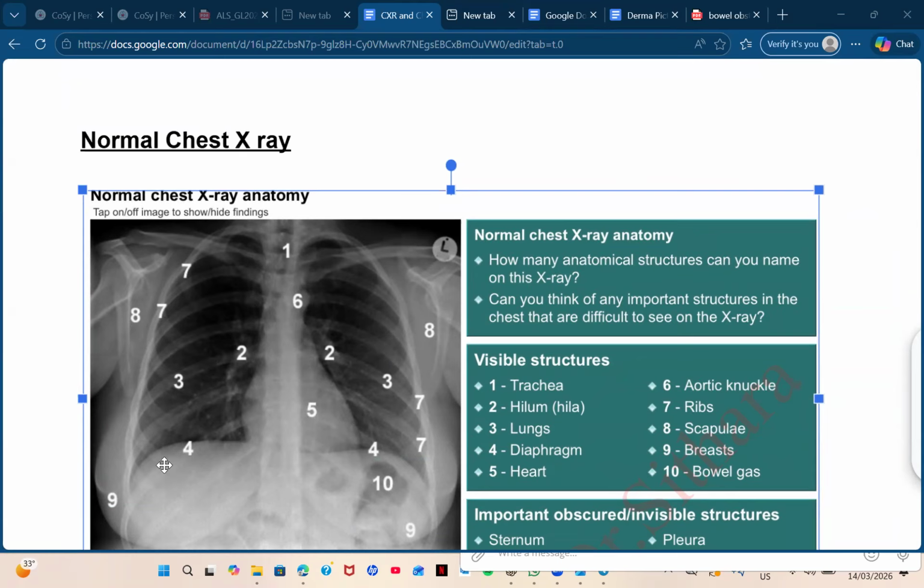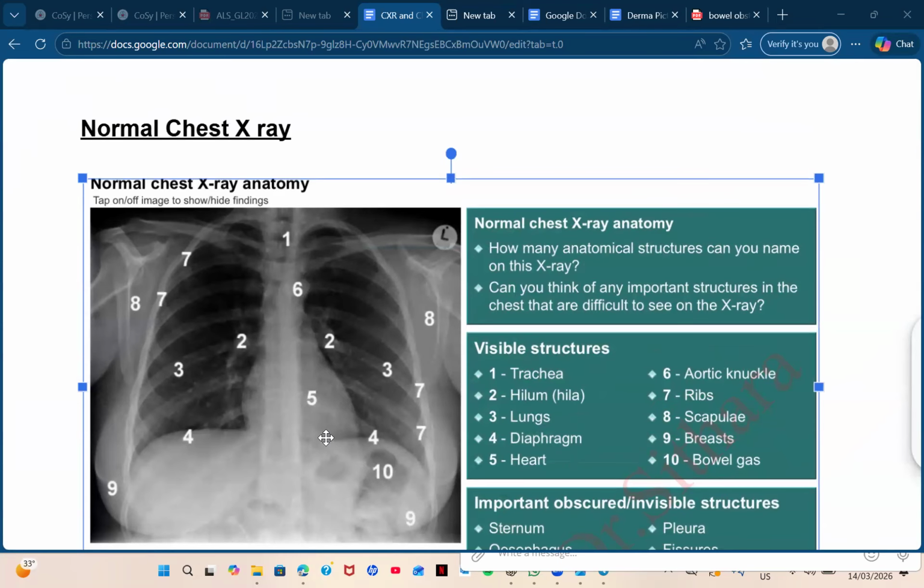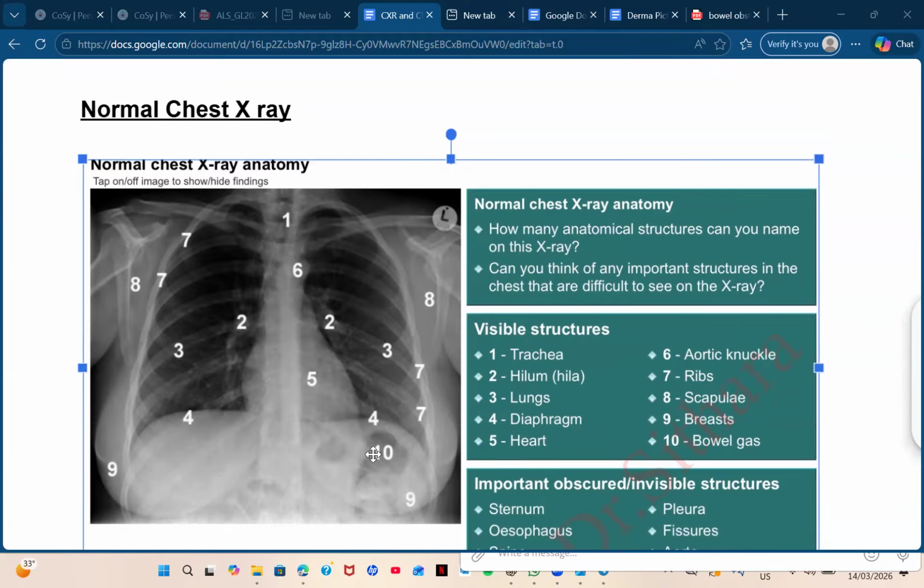Then what is number five? It's the heart, right? And number six is the aortic knuckle. Aortic knuckle, please remember this one. Then ribs and scapula. Number eight here is the scapula, backside. Then breast, and here you can see number 10, bowel gas. So this is the normal chest X-ray anatomy. First of all, you should know about this normal chest X-ray anatomy. Then you can easily identify the abnormalities, right, doctors?